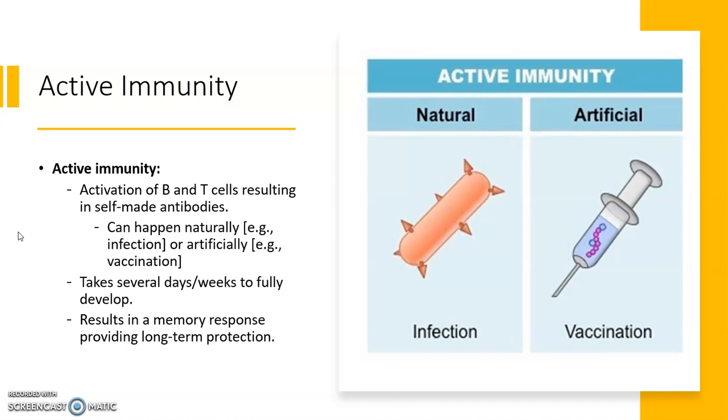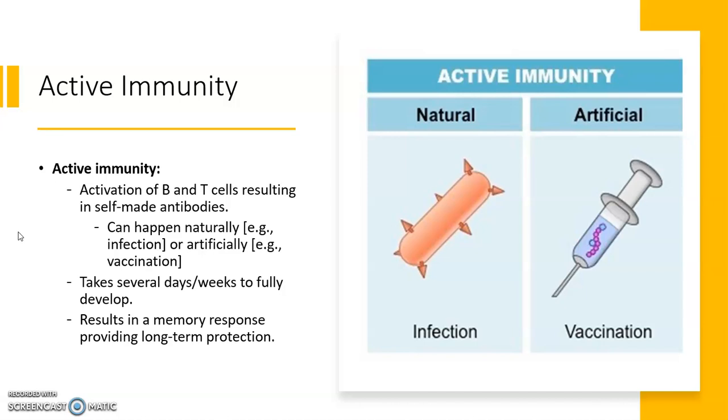The downside about active immunity is it does take several days to several weeks to fully develop. So typically with naturally acquired active immunity, you do get infected. It takes several days to several weeks for your immune system to fully kick in, and during that time you are actively sick. Same thing with a vaccine. If you get a vaccine, you're not protected the next day. It can take upwards of 2 weeks for the full effect of that vaccine to take hold as far as providing you a protective immune response.